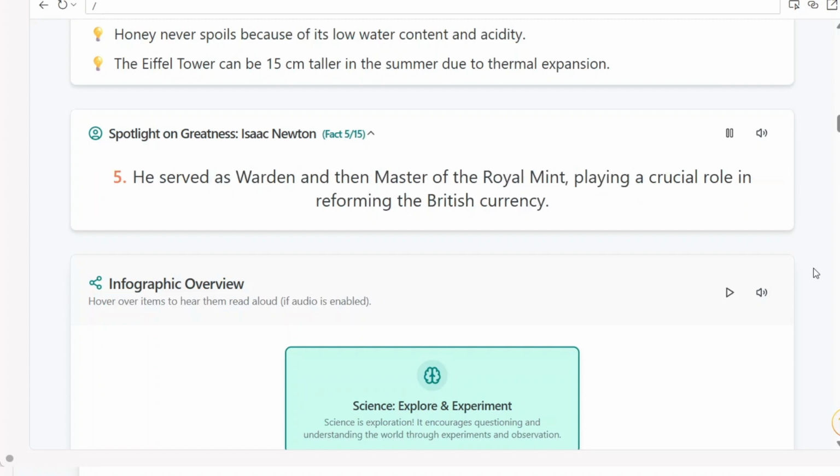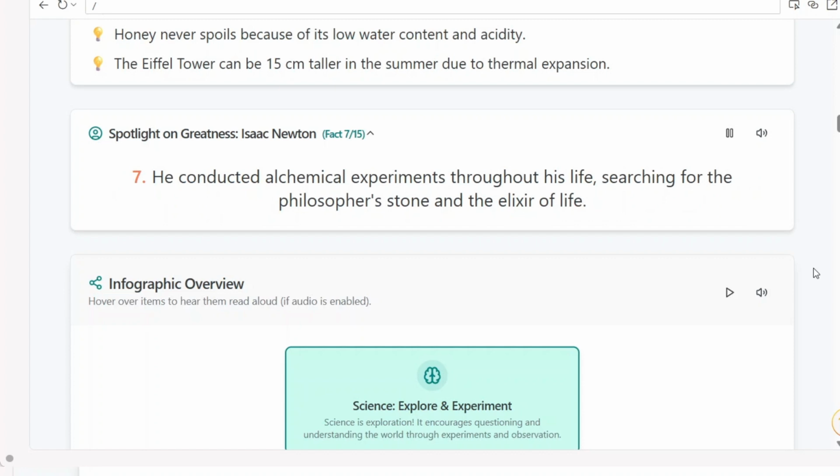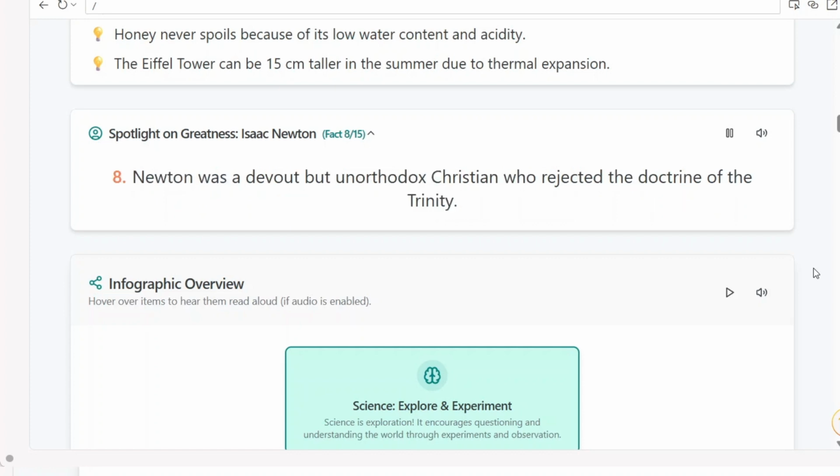He served as warden and then master of the Royal Mint, playing a crucial role in reforming the British currency. Newton was a member of Parliament for the University of Cambridge, though he reportedly only spoke once, to ask for a window to be closed. He conducted alchemical experiments throughout his life, searching for the philosopher's stone and the elixir of life. Newton was a devout but unorthodox Christian who rejected the doctrine of the Trinity.